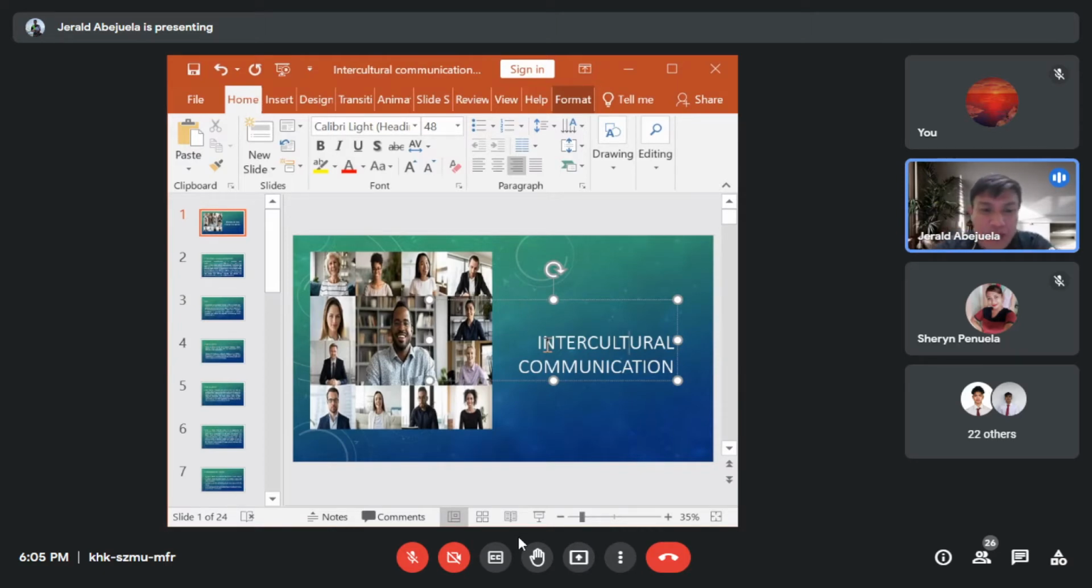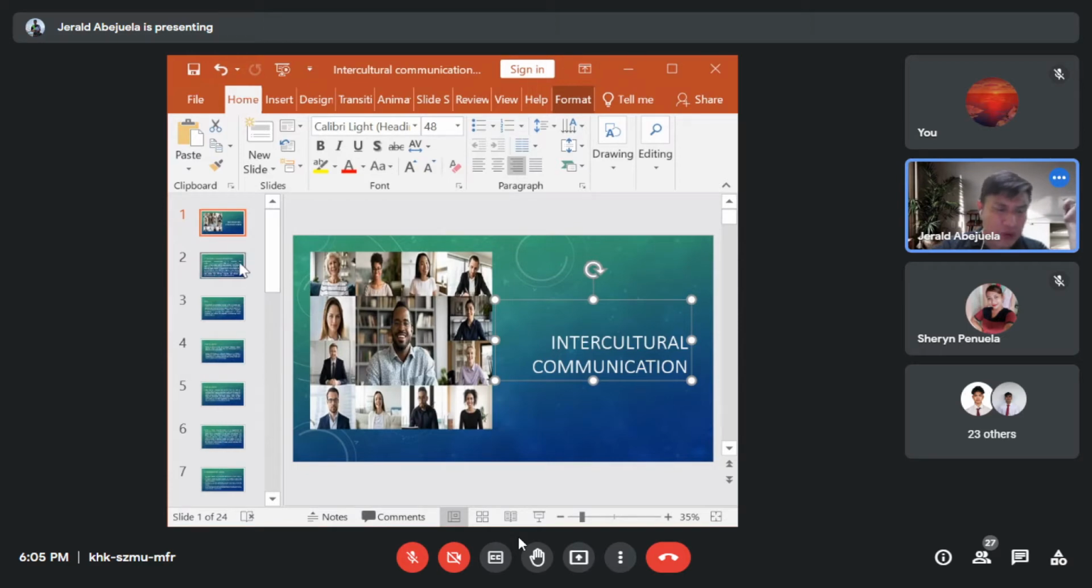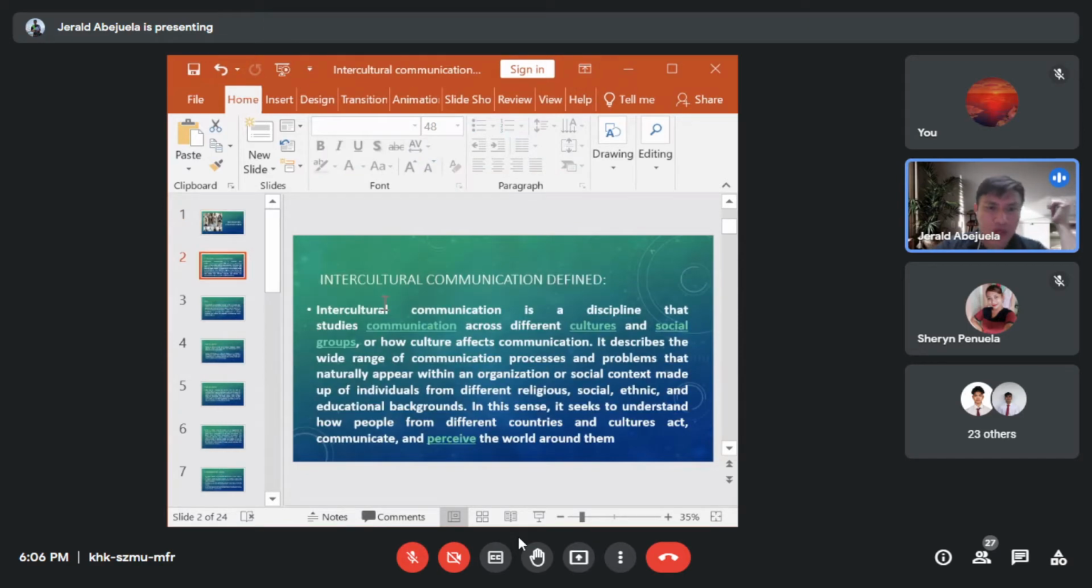So if we say intercultural communication, it simply means that this is a type of communication in which we are communicating to other people or other social group even though we are different in culture. That is intercultural communication. Or yan ay pakikipagkomunikasyon sa tao na hindi ka pareho or hindi katulad ng kultura mo or ng culture mo or ng religion mo, ng language mo, etc. Okay, that's intercultural communication.